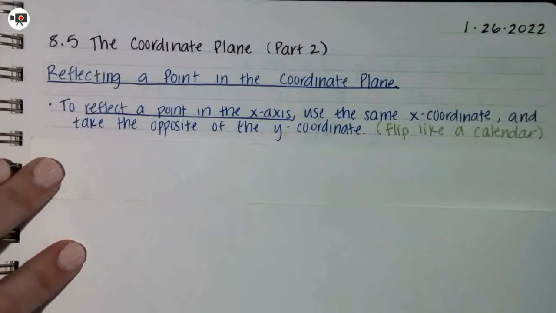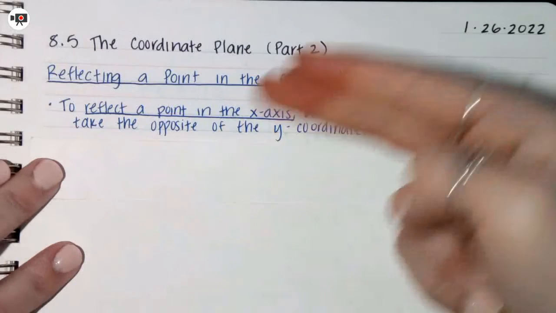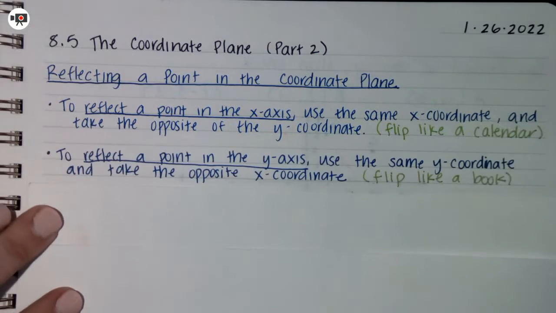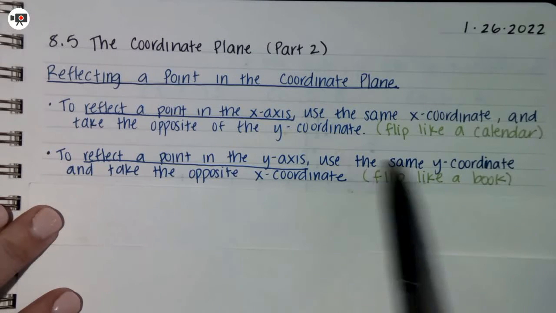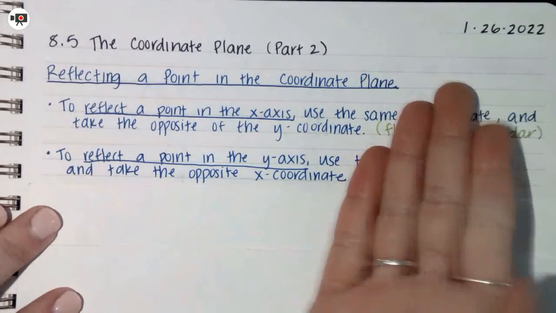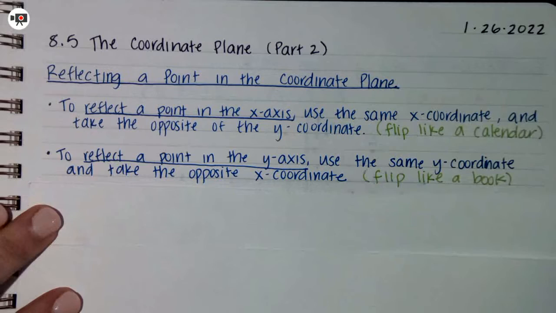If you think about a calendar that hangs on the wall, you have the picture on top and the dates on the bottom. To put it to the next month, you take it and you flip it so it goes vertically. Then, to reflect in the y-axis, you keep the y and take the opposite x. This flips like a book. So we have it here, then you flip it over like a book. Or here, flip it over like a book. Whichever one you are reflecting, that is going to act as the mirror.